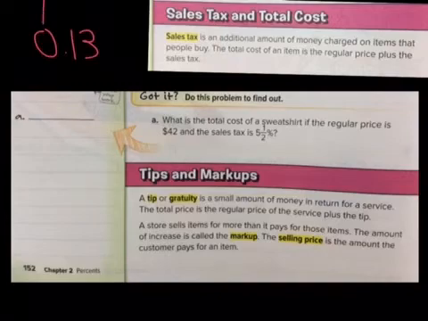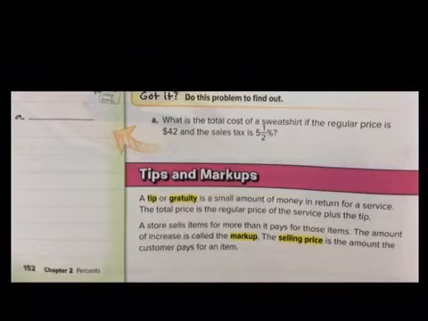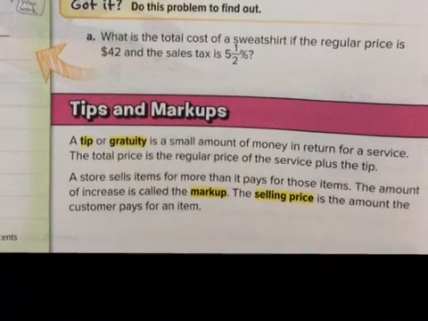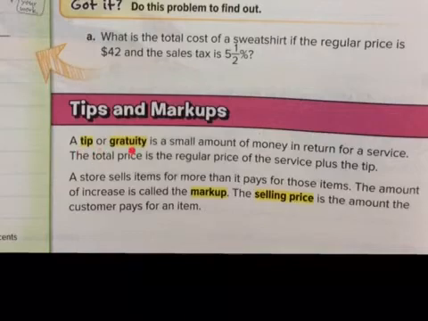Or you can multiply by 1.13, and that'll give you your total amount. The other two words I want to become familiar with are tip or gratuity and markup, or the selling price. A tip or gratuity is a small amount of money in return for a service. The total price is the regular price of the service plus the tip. The propina, as we say in Venezuela.